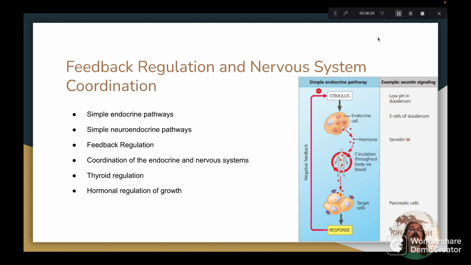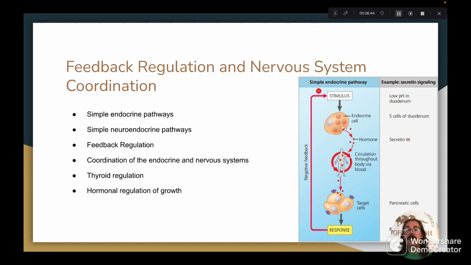Now we can talk about simple neuroendocrine pathways. Simple neuroendocrine pathways function similarly to simple endocrine pathways. However, instead of endocrine tissue receiving a stimulus, a sensory neuron receives the stimulus and in turn stimulates a neurosecretory cell to produce a neurohormone, which diffuses into the bloodstream to find target cells on which it can act.